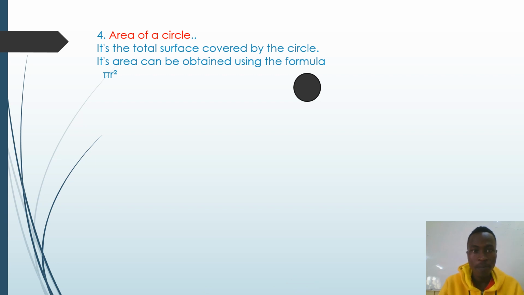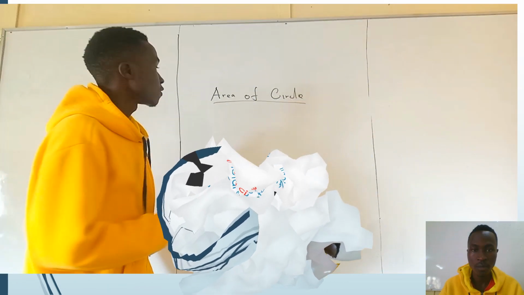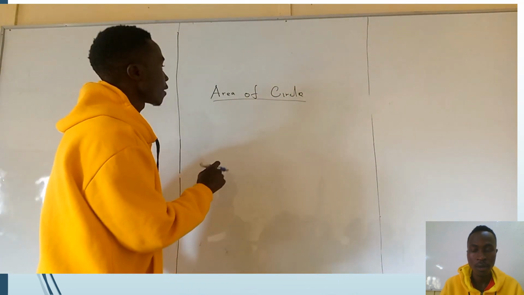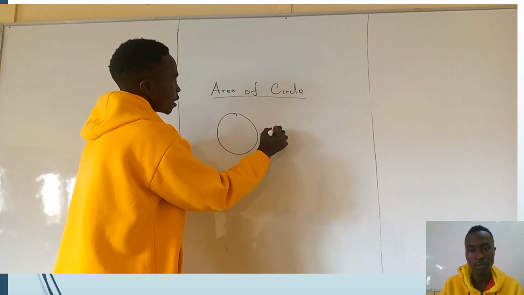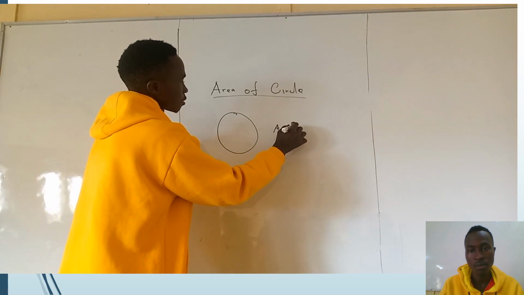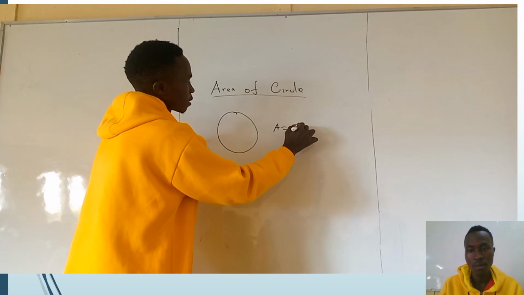Area of a circle. It's the total surface covered by a circle. Its area can be obtained using the formula pi r squared. For example, we want to look at the area of a circle. The area of a circle is given by pi r squared.